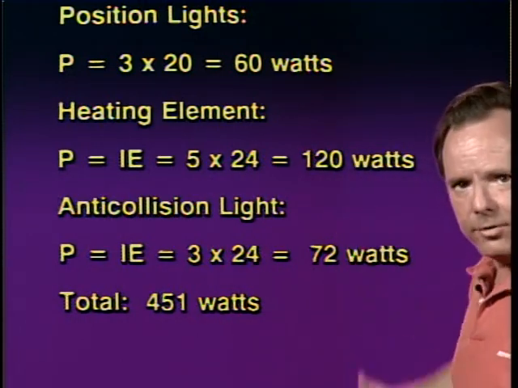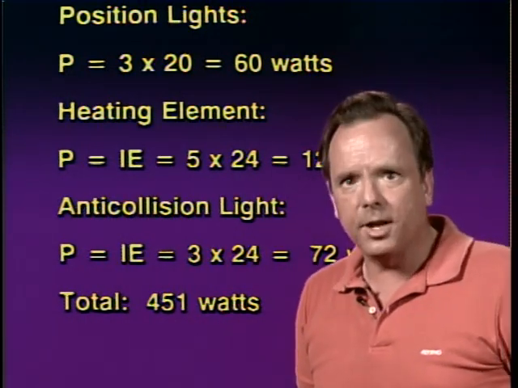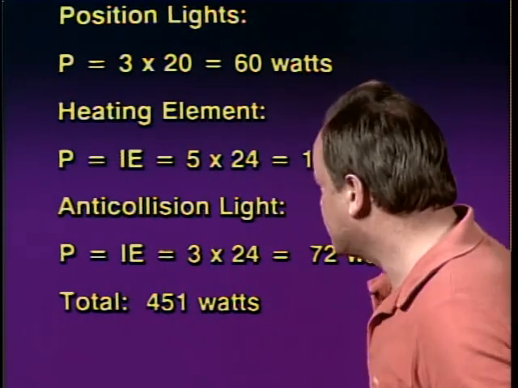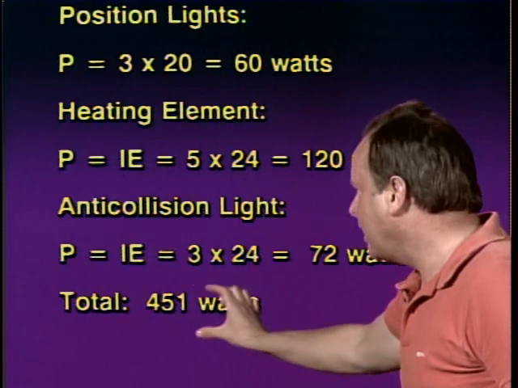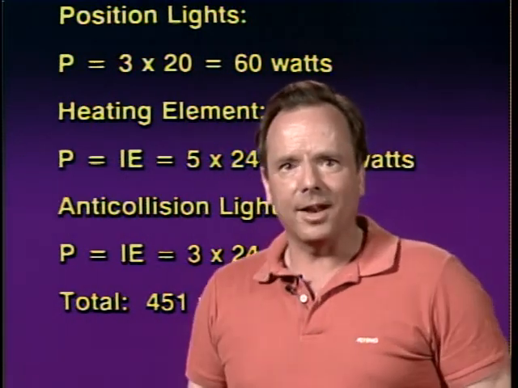And all we have to do is total those up. We had 199 for the motor. The position lights was 60 watts. The heating element was 120 watts. The anti-collision light was 72 watts. And the total of that is 451 watts. So if you know these formulas, you got it nailed. They're just asking you to be able to multiply volts times amps to get watts. And that's all we had to do in that particular case.